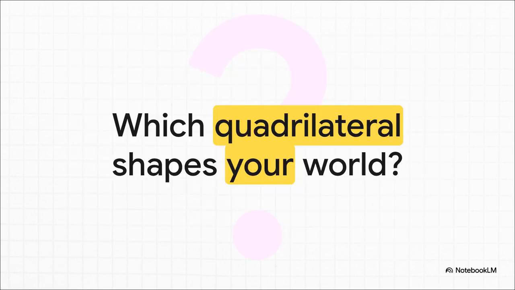So, there you have it. You've officially met the squad. Now the fun part begins. The next time you're just looking around at a window, a book, the tiles on the floor, even a street sign, ask yourself, which member of the shape squad am I looking at? Because once you start looking, you'll see them absolutely everywhere. So, which quadrilateral shapes your world?